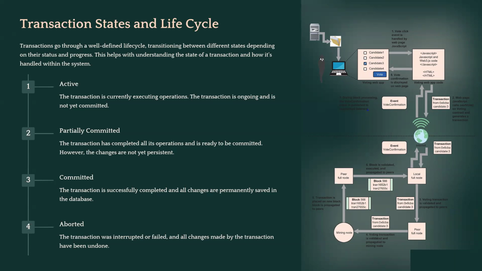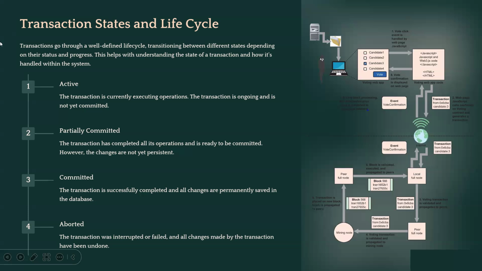So there may be four steps of this. The first is the active state, where a transaction is currently executing operations; the transaction is ongoing and not yet committed. We are sending an amount, we have entered the pin, but the transaction is not done yet. So this state is the active state.